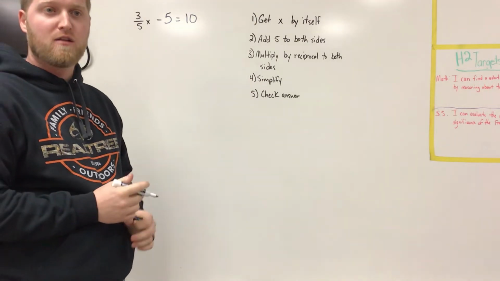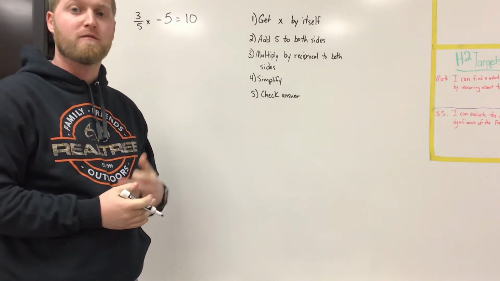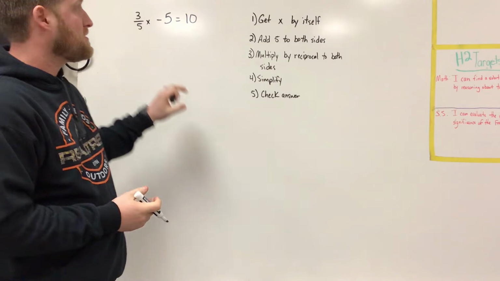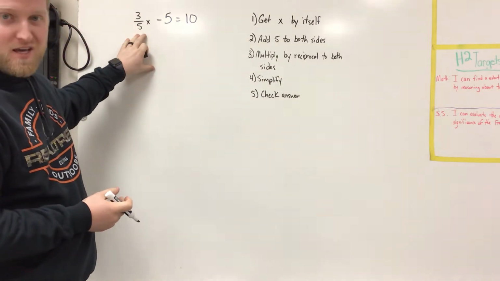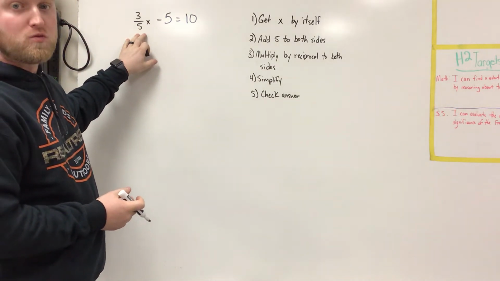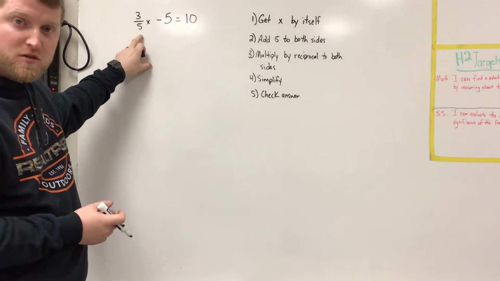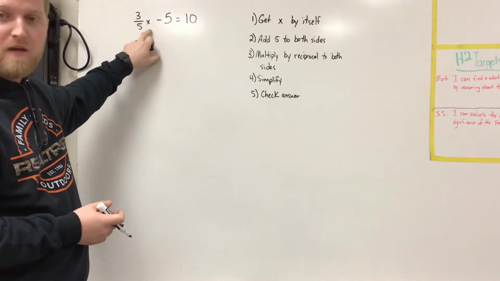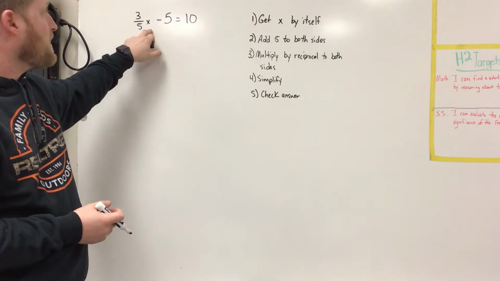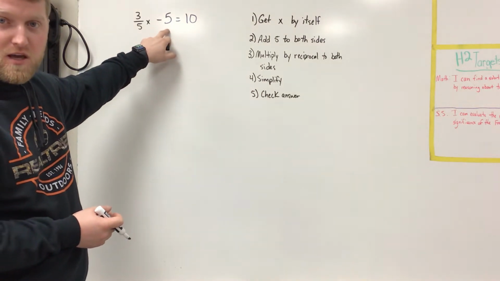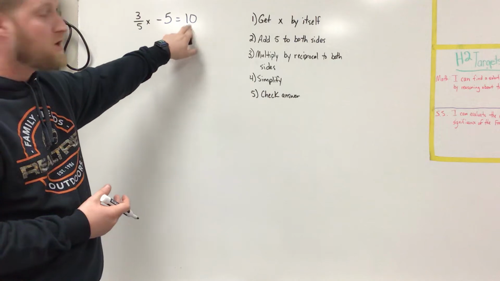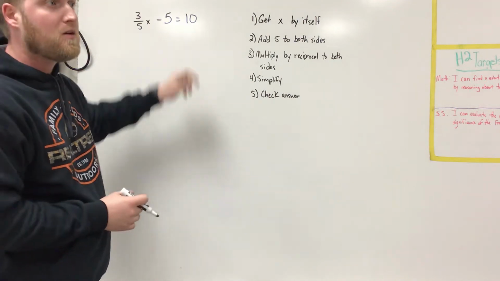So today we're looking at two-step equations involving fractions. In this case, I have 3/5 x minus 5 equals 10, okay? Notice I have a fraction here as my coefficient, which is being multiplied to a variable x, minus a constant, in this case the constant is 5, equals another constant, which is 10, okay?